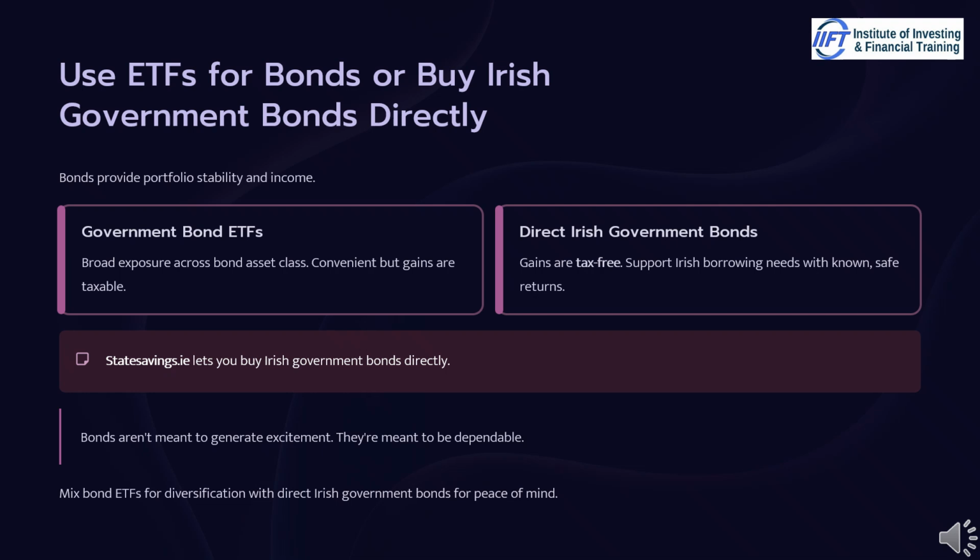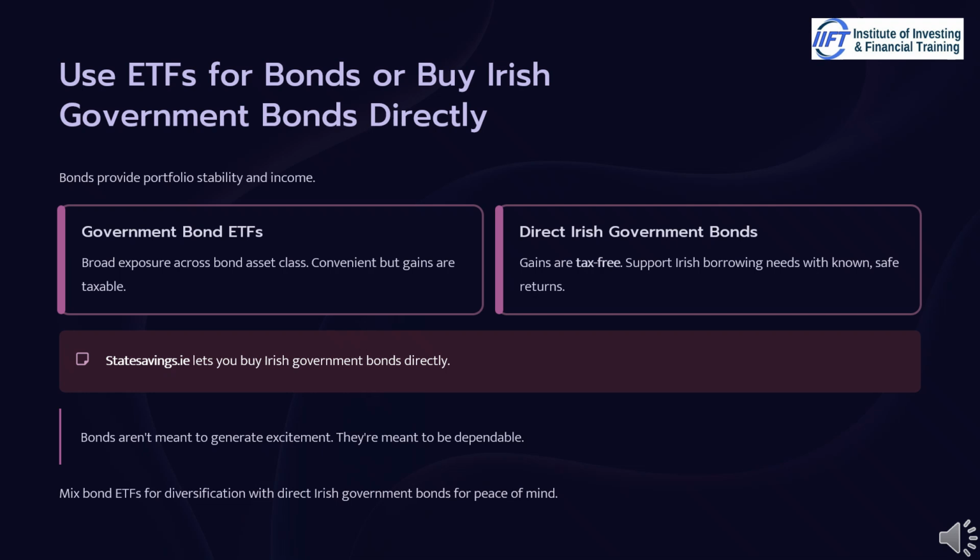Bonds give your portfolio stability and income. You can buy government bond ETFs for broad exposure in this asset class, and some investing platforms will give you access to buy bonds directly. This is important, as the gains from bonds are tax-free, but gains from ETFs are not. So how you purchase your bond is important.